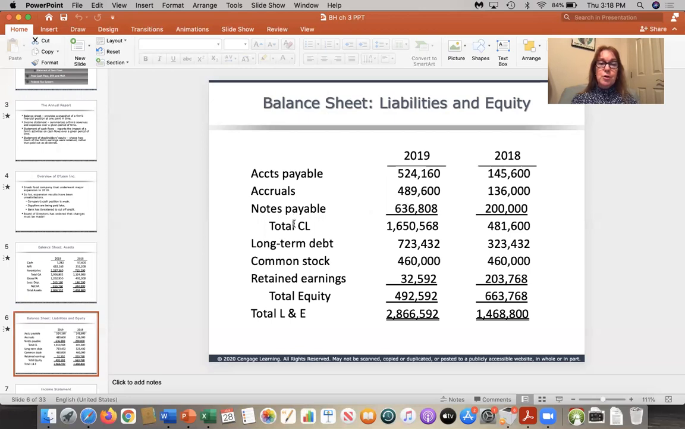So these are our current liabilities. All of our bills that are due this year, current liabilities. After that, we have long-term debt.